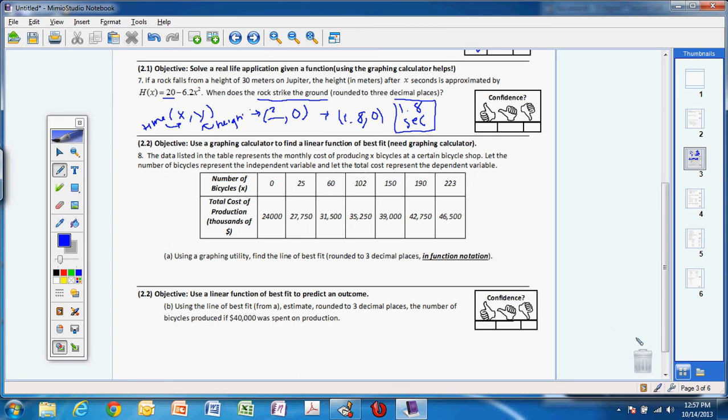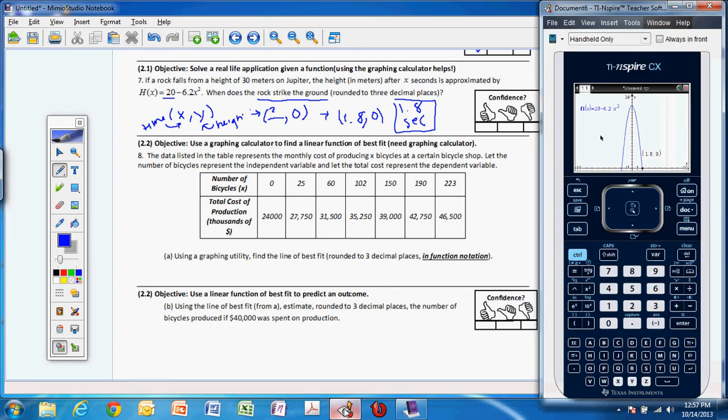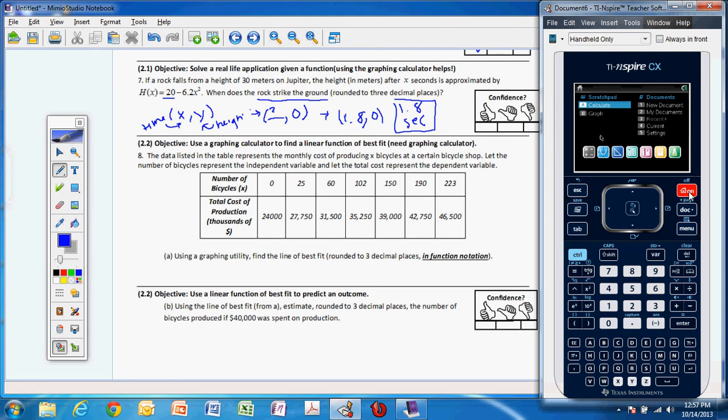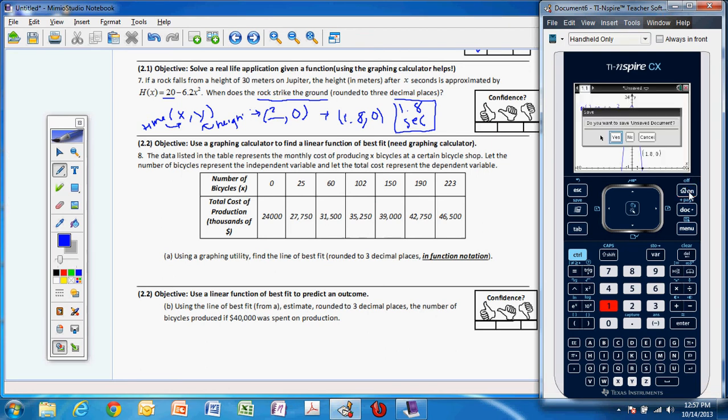So I'm actually going to go to my graphing calculator, and we want to enter all of this in. So if you go home, and we go to number 1, new document, and we don't need to save that. We want to go down to number 4, add lists and spreadsheet. I'm going to put all this information in there. So I'm going to call bicycles X, and I'm going to call my total cost of production just Y. And now I just want to actually enter in all of that information.